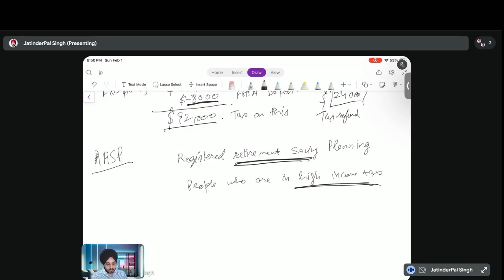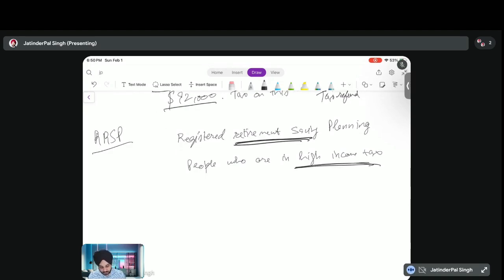This account is again not for everyone. It's only for high income people who want to pay less tax currently. So this is the objective of this account. So when you contribute money inside RRSP, what happens to that? It reduces your taxable income.